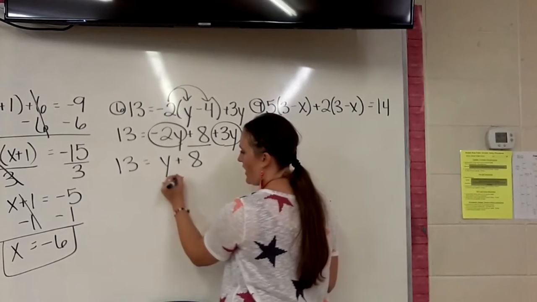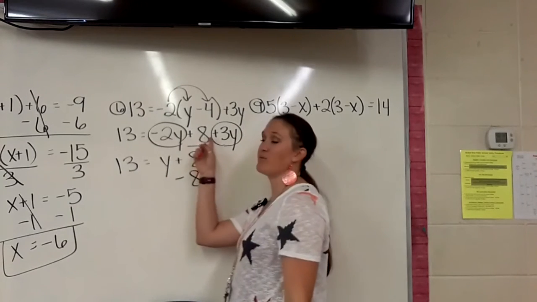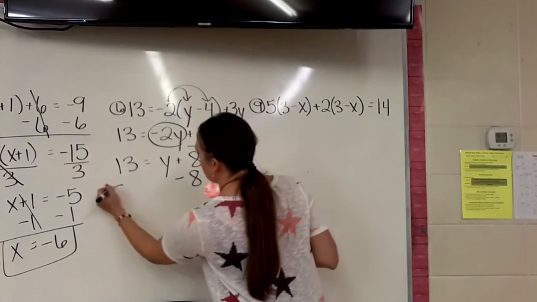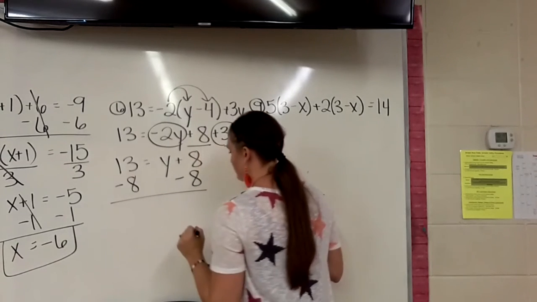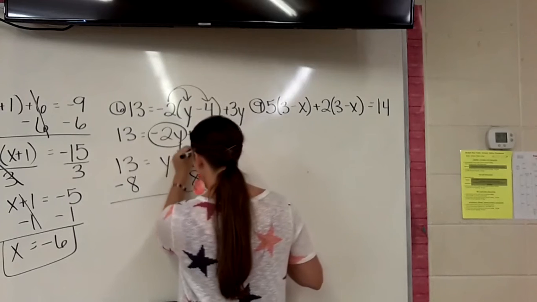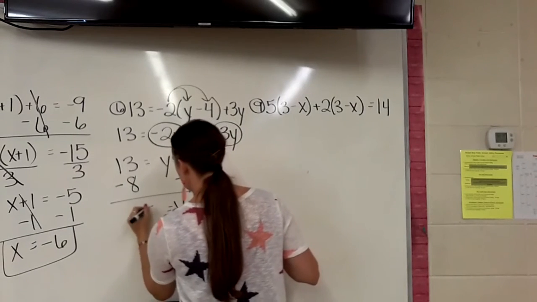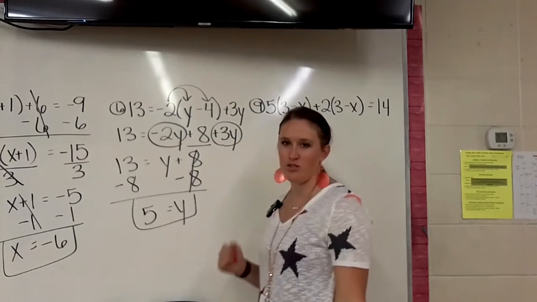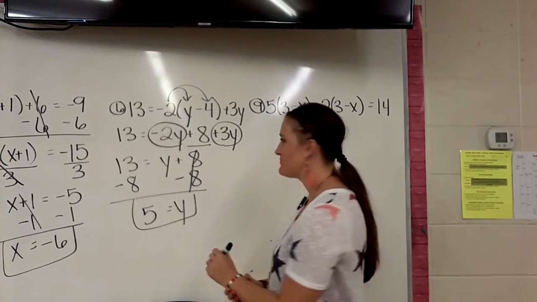So now to solve for y, I'm going to get rid of that 8. You could have also gotten rid of the 8 here first and then combined your like terms. I'm going to do that from both sides. So then we have y equals 5. Or 5 equals y, that means the same thing. Just because the variable's on the other side still means the same thing.